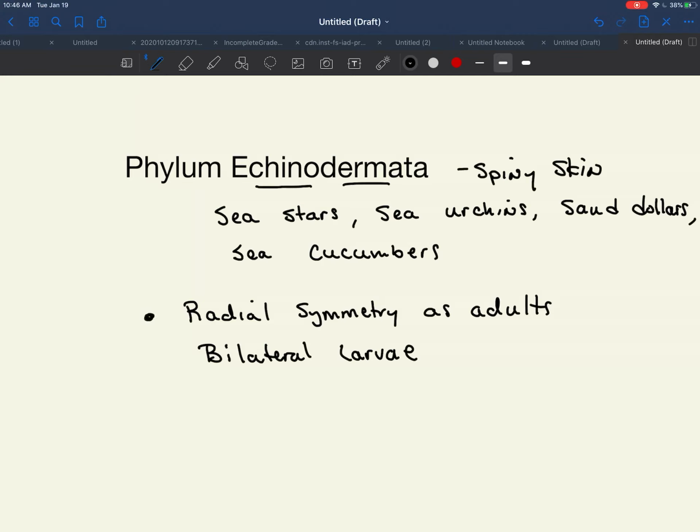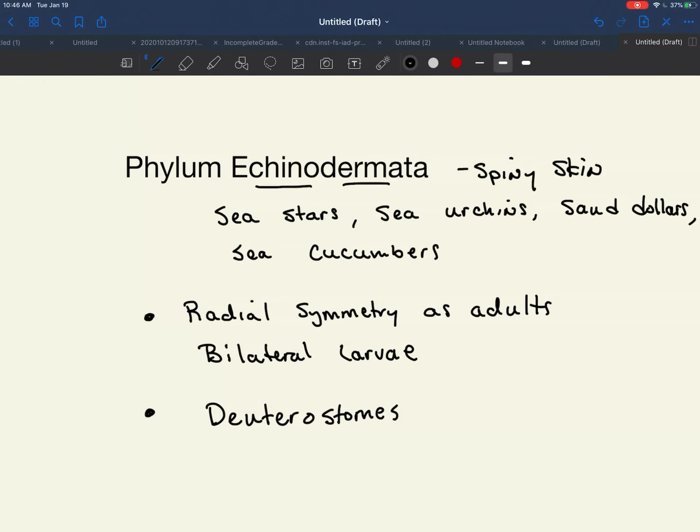Now, echinoderms are actually grouped with our phylum, which is the chordata, because these guys are deuterostomes. Deuterostome means that the second opening becomes the mouth, and the first opening of the digestive tract becomes the anus. So that's a type of embryonic development.